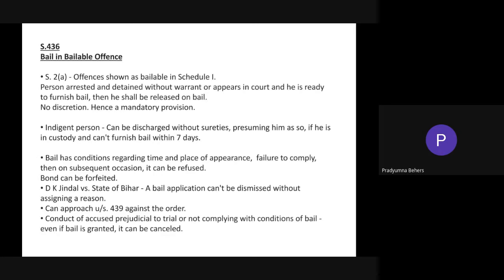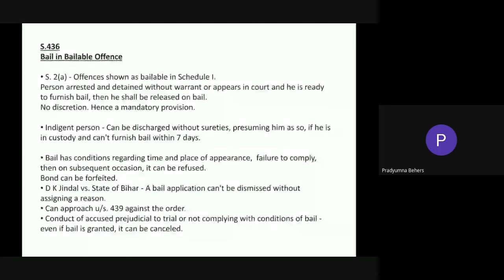Now we'll discuss all the provisions one by one. First provision is bail in cases of bailable offences. Bailable offence is defined in section 2(a), that is an offence which is shown as bailable in Schedule 1. So what does 436 say? That a person arrested and detained without warrant who appears in court and is ready to furnish bail shall be released on bail.